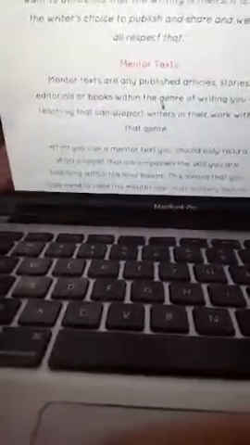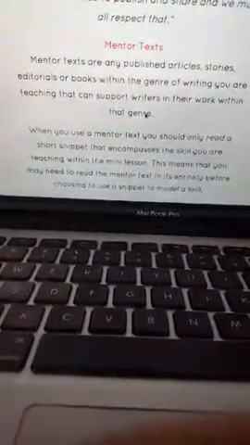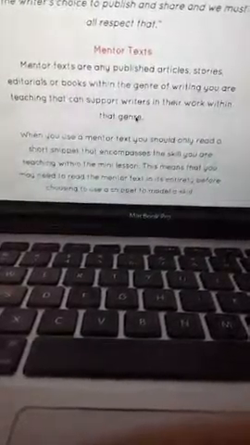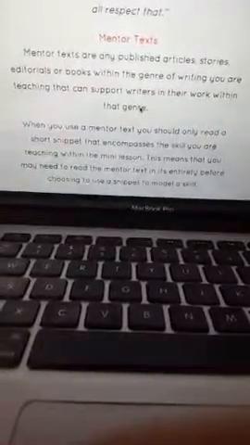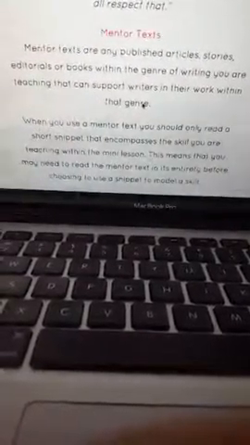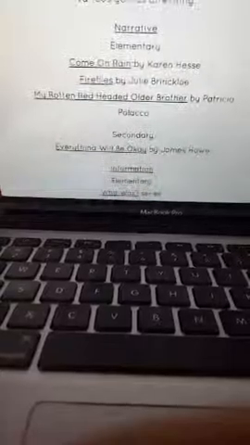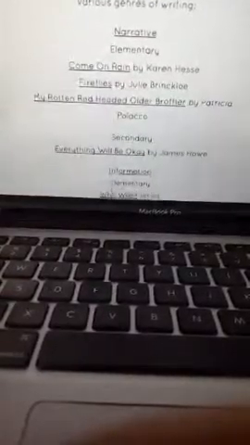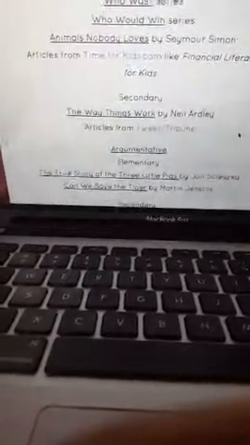And so another way to model different skills in your mini lessons, of course, is mentor text. And one time I did a Periscope and someone asked what a mentor text was. So mentor texts are any published articles, stories, editorials, or books within the genre of writing you are teaching that can support writers in their work within that genre. And I actually have a list of my favorite mentor texts for elementary and secondary on my site, amandarightnow.com. So narrative writing, and then information writing, and then argumentative writing.